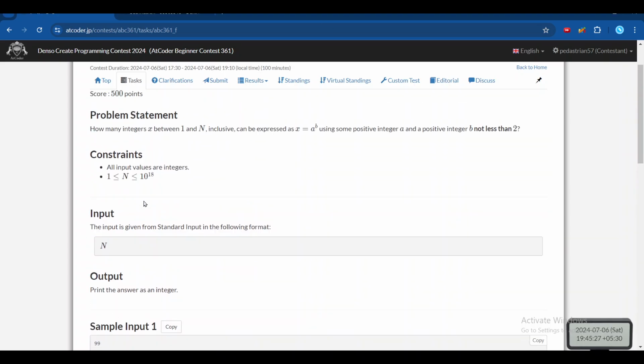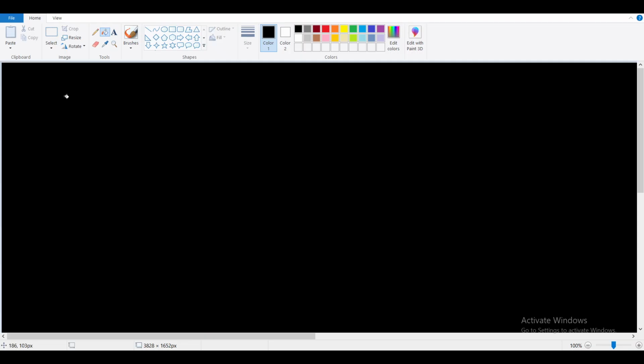Okay. So how can we solve this? Here you can see that the constraint on n is 10 to the power 18. So now let's reduce the constraint to 10 to the power 9. Let's say n equals 10 to the power 9. Then how are we going to solve this? So if n is 10 to the power 9, then what can we do?